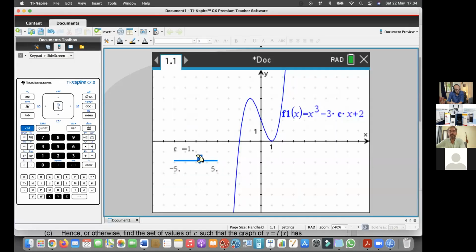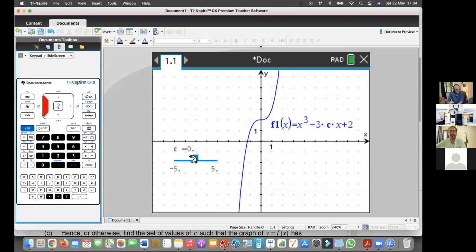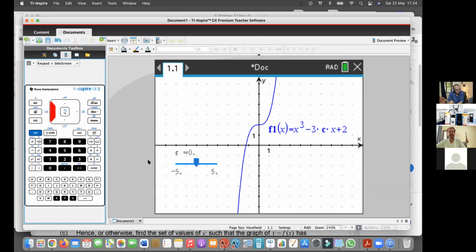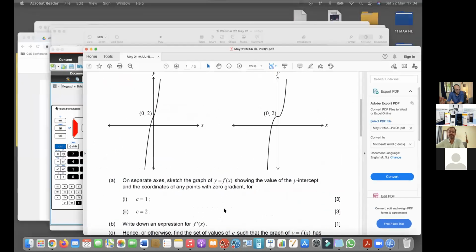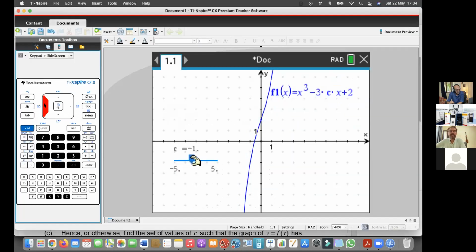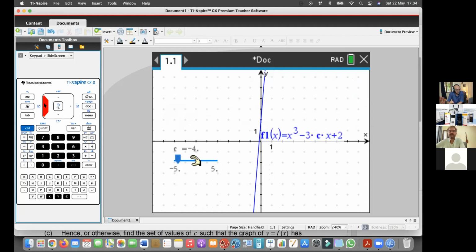So for c is equal to 1, you can see this is the graph. Just use the arrow keys here to change the values of c. This is c is equal to 0. If you see for c is equal to 0, the graph was given to you, which is here. And you scroll left again, c is equal to -1, -2.